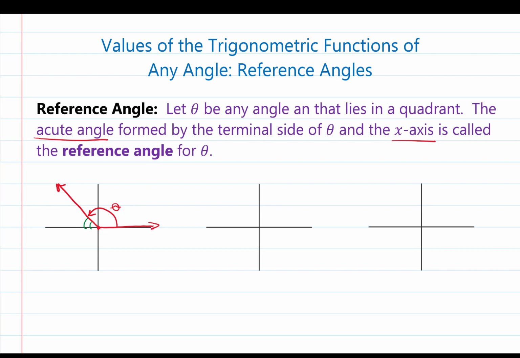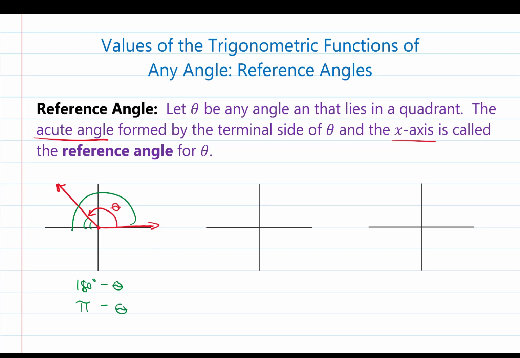So how do we get that angle? You're going to take 180 degrees, which is the entire angle from the positive x-axis to the negative x-axis, and you're going to subtract from it the angle theta. Or in terms of radians, that would be pi minus theta.